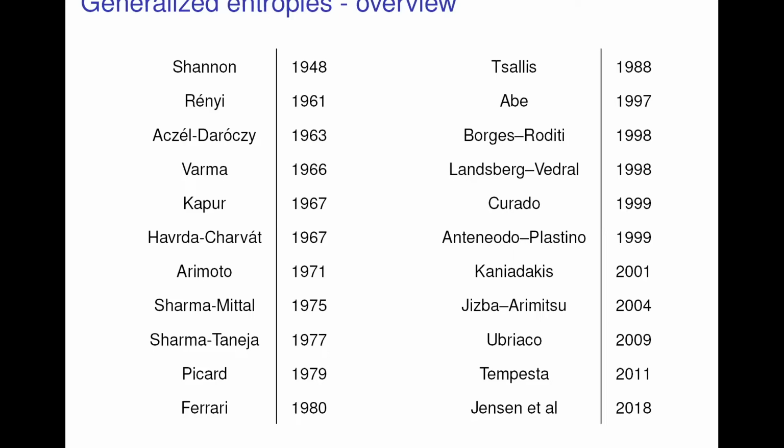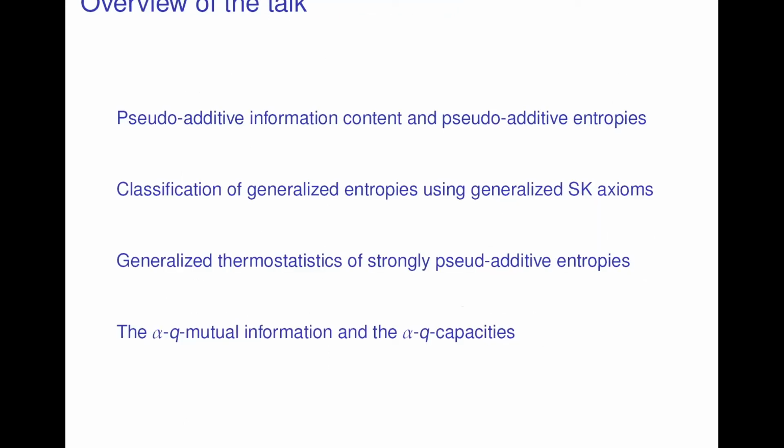And I would like to cover both of the aspects, both information theoretical and statistical mechanical aspects. And because of that, I separated this talk in four topics. The first one is pseudo-additive information content and pseudo-additive entropies, which will give us insight into what a generalized entropy is. Then classification of generalized entropy using generalized Shannon-Khinchin axioms, one axiomatic approach which can help us to distinguish between different classes. Then generalized thermostatistics, so strongly pseudo-additive entropies, which will help us to understand the usefulness in statistical physics. And the last one, the alpha-q mutual information and the alpha-q capacities, about applications in information theory, particularly in communication.